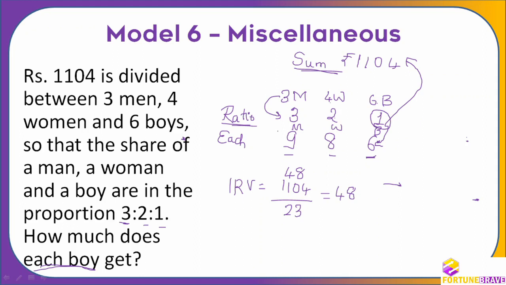So this is the total that all the men and all the women and all the boys will get. So 1 ratio is equal to how much? 48. So each boy will get how much? 48 rupees. 48 rupees. Did you understand?